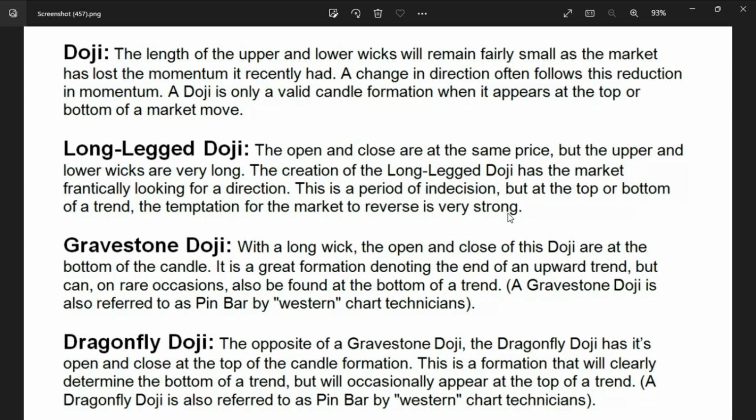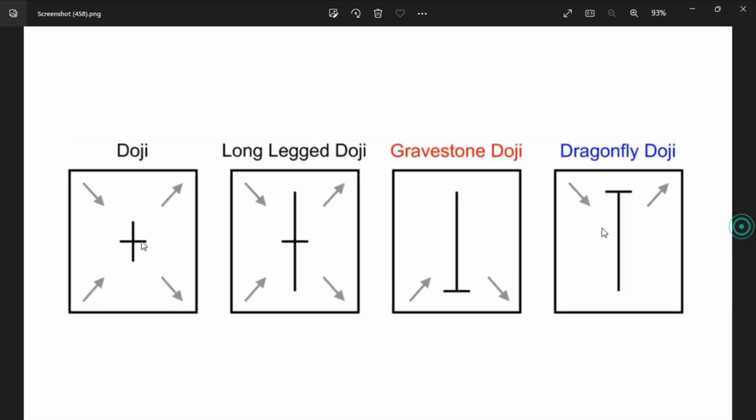Now let us move into the actual chart, for you to see what I mean by doji, long-legged, gravestone, and dragonfly. All right, here it is, guys. This is the original doji candle. The other ones are similar to it.